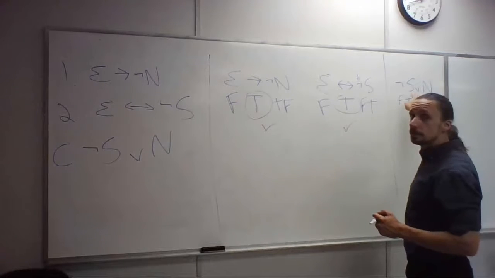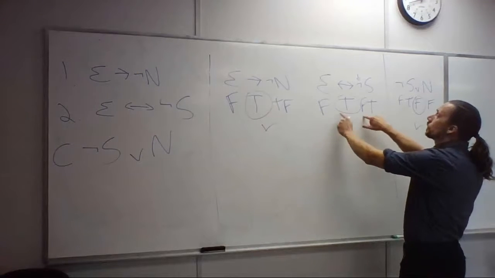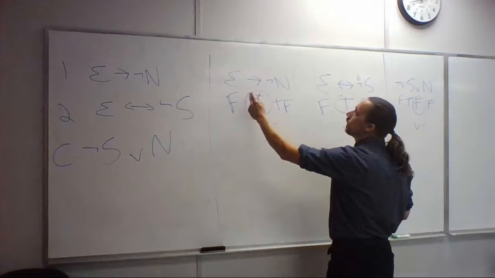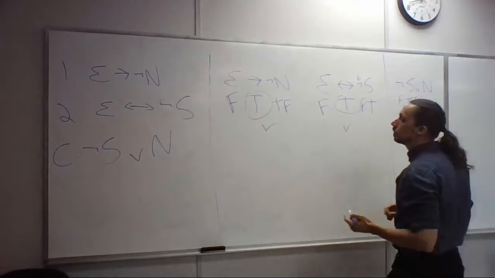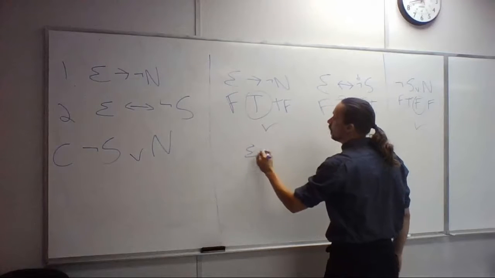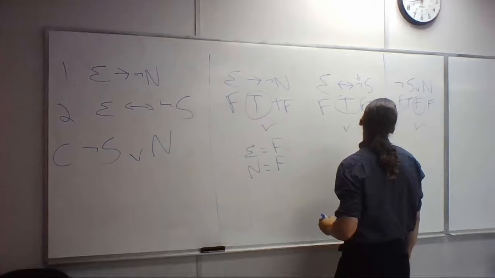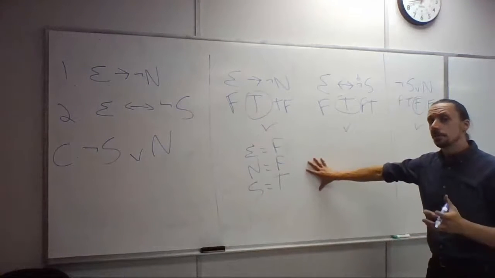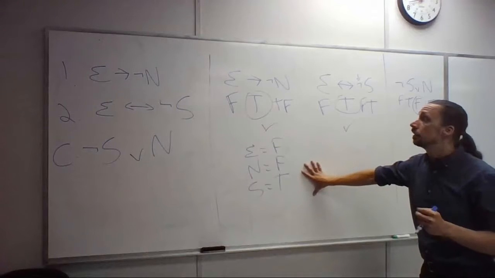Why do I get this true? Because over here, on the disjunction, E has to be false. And if the antecedent is false, the if-then is true, so this argument is invalid. There's a way in which this argument can have true premises and a false conclusion, so it's not valid. What is that way? When E equals false, N equals false, and S equals true. On that assignment of truth values to the three variables here, we see that the argument is not valid.